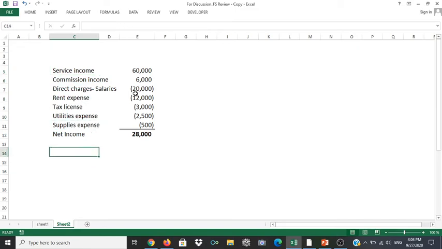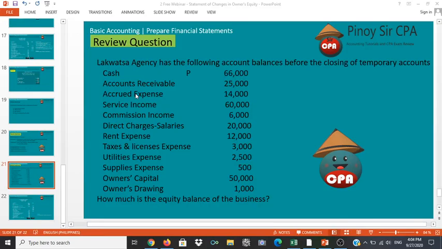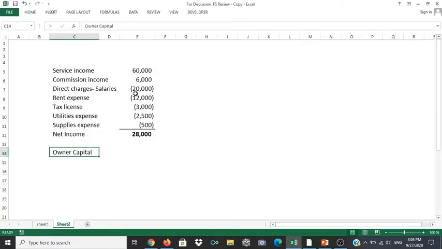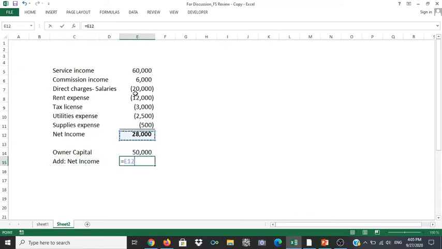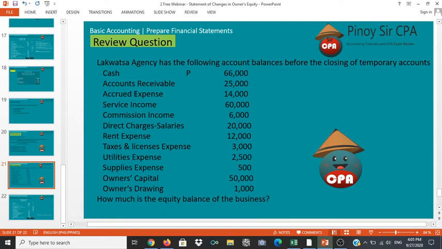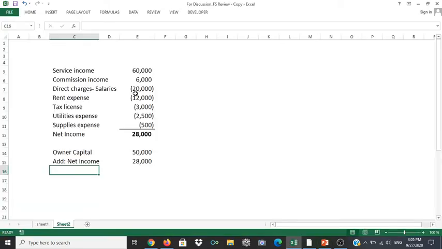Sulat natin dito. So, you have the beginning capital. So, assuming ito yun, 50,000, tama? Okay, sulat natin. Then, add net income. Okay? That is 28,000. Tama po? Then add any additional investment. Balik tayo. May additional investment bang sinabi dito? Wala naman. Kasi straightforward yung binigay na data. Okay? Wala nang additional statement.